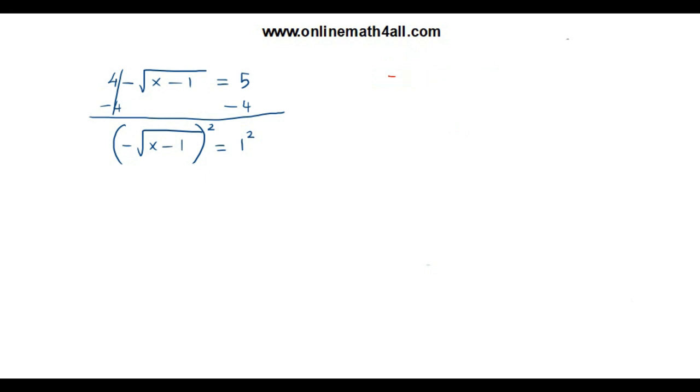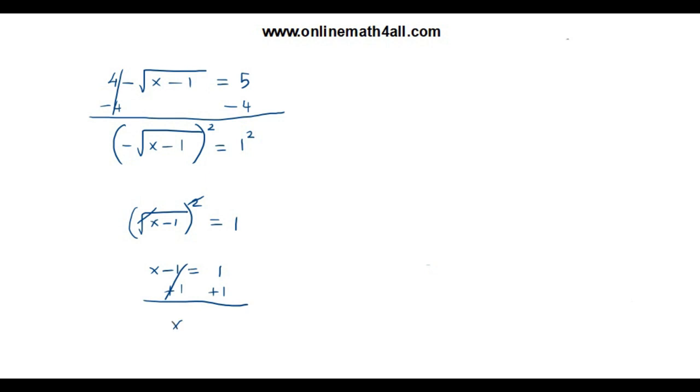Since the square of a negative value is positive, in our problem we have the square of the negative square root of x minus 1. Because we have the power 2, this negative will become positive. So, we get square root of x minus 1, the whole square, is equal to 1 square, which is 1. Now, we can cancel the square root and square. We get x minus 1 on the left side, and we have 1 on the right side. To solve for x, I just have to add 1 to both sides.